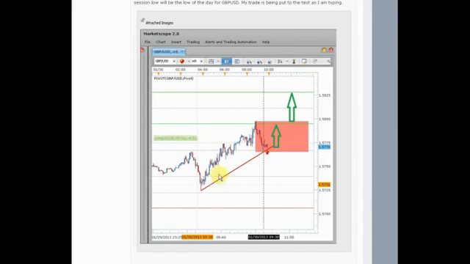So from there, knowing that the London session open for cable was down below here, I figured that we would have a higher open. So I placed this trade.